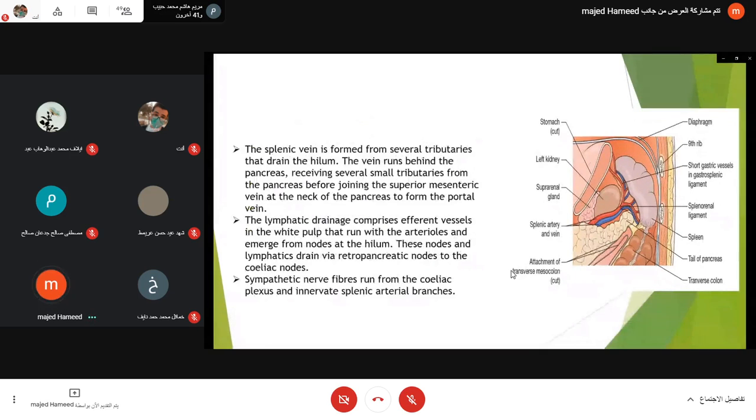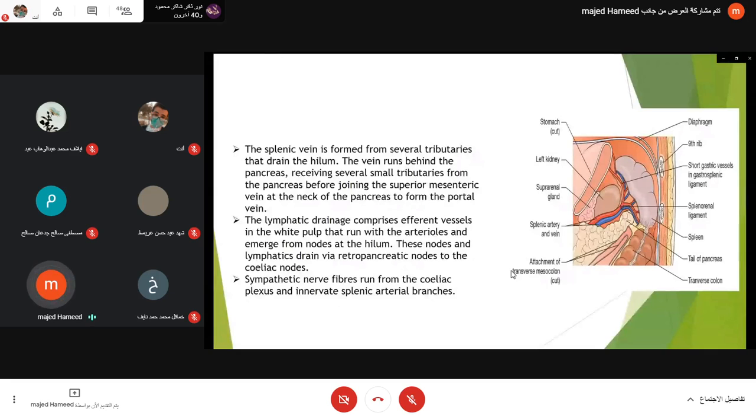The splenic vein is formed from several tributaries that drain the hilum. The vein runs behind the pancreas, receiving several small tributaries from the pancreas before joining the superior mesenteric vein at the neck of the pancreas to form the portal vein.